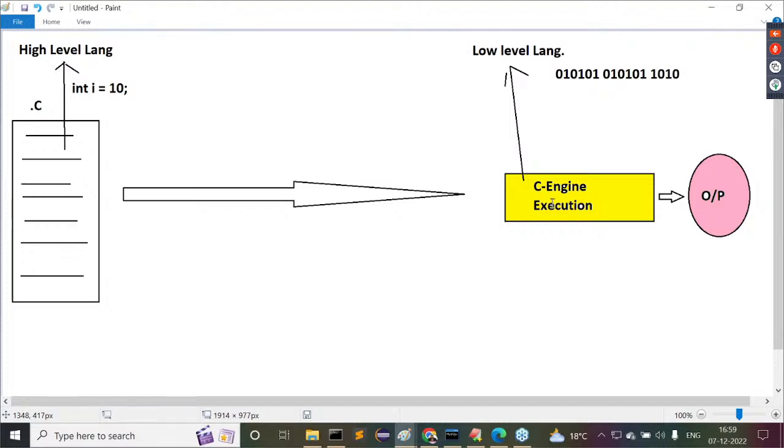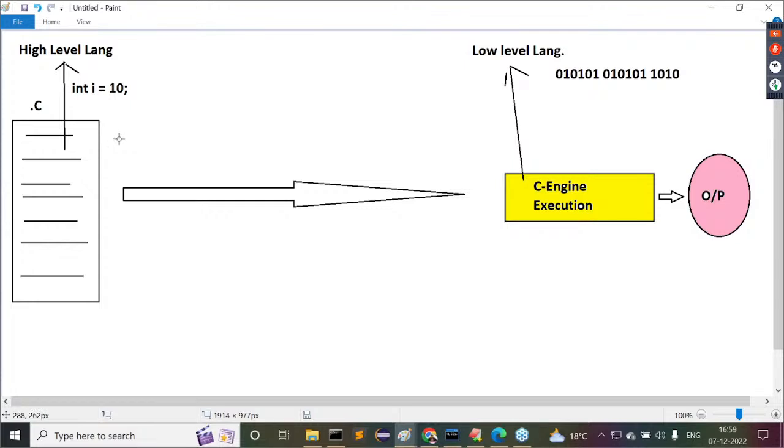Point number one. Either we have to write the program in low level language directly, or we have to make the C engine understand high level language. But anyway, both are not possible. Machines can understand machine level language only. Developers can write the program in high level language only. No changes in their approaches. Got my point or not?